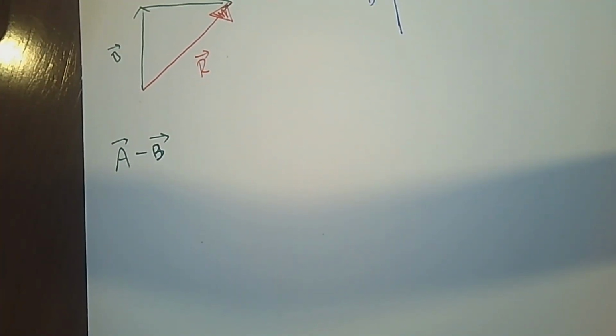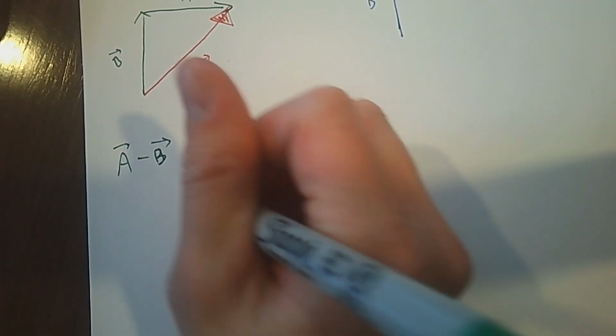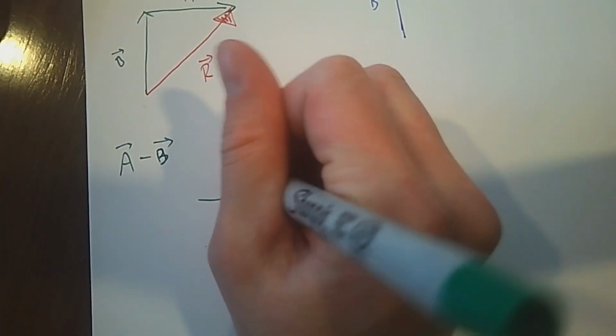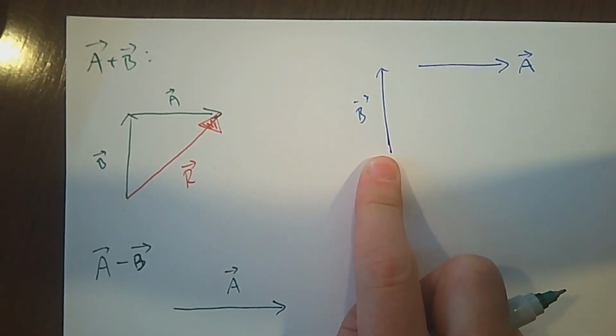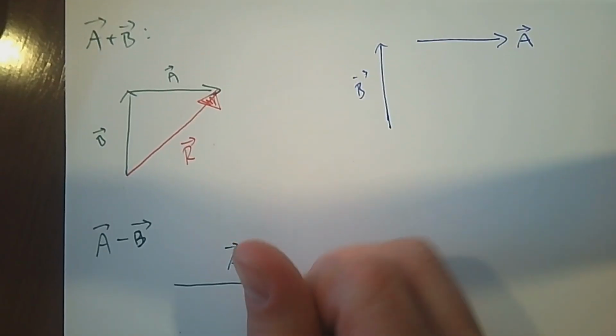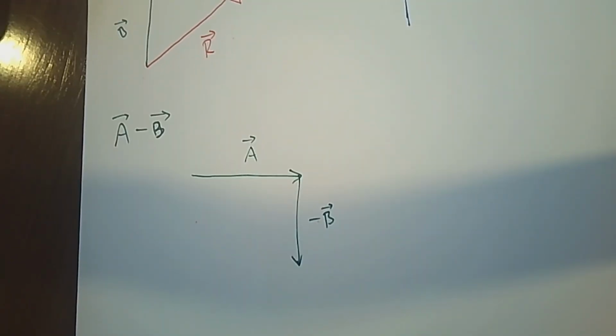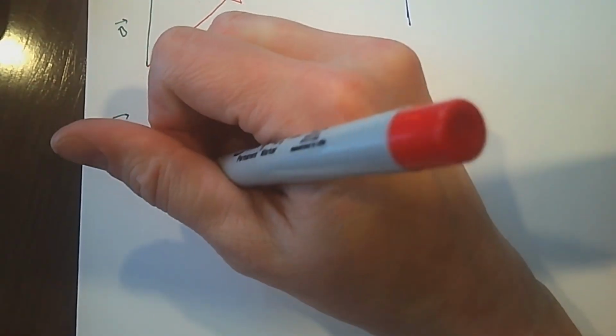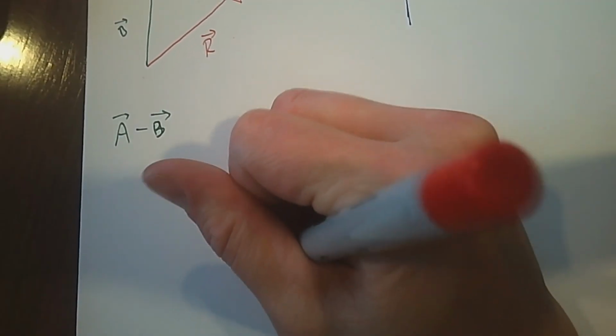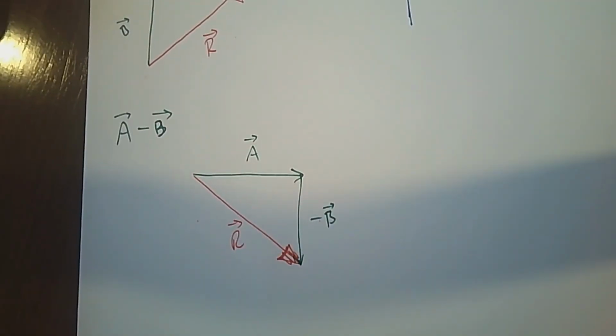The next piece was A minus B. So I'm going to take vector A, and I'm going to line it up tip to tail with the negative of B. B points up, so the negative is going to be the same size, but pointed down. Like that. And now I connect the first and last vector, tip to tip, tail to tail. And I'm going to mark that R for resultant.